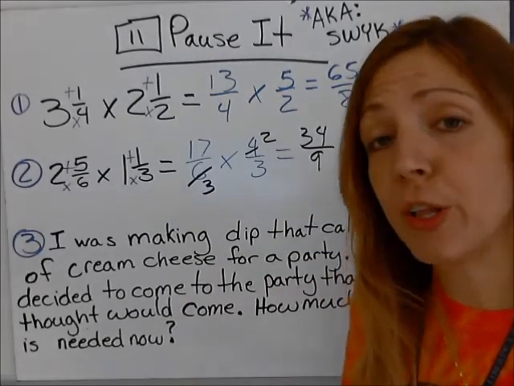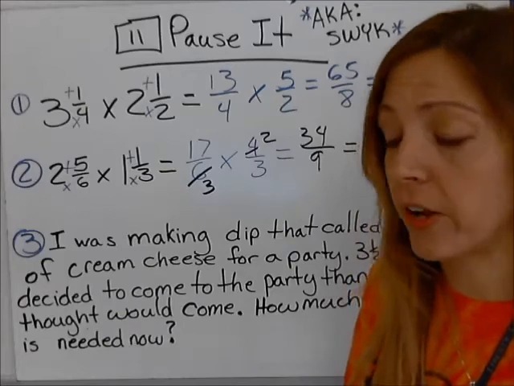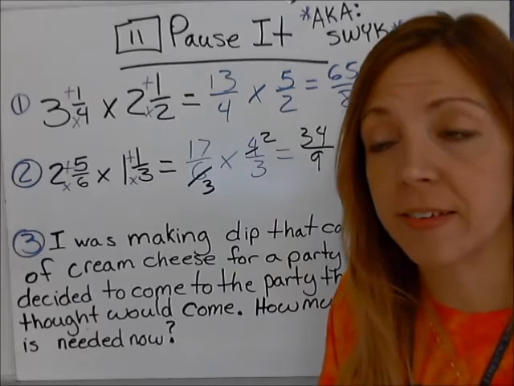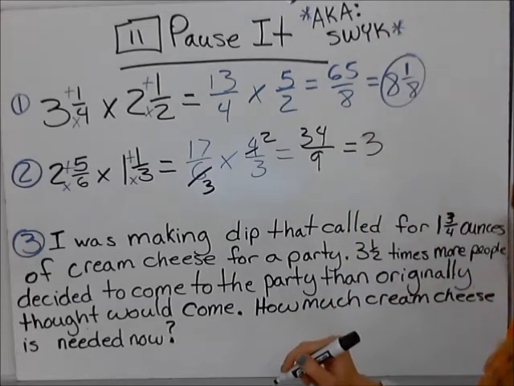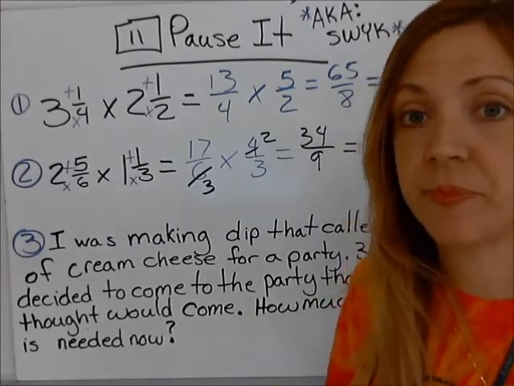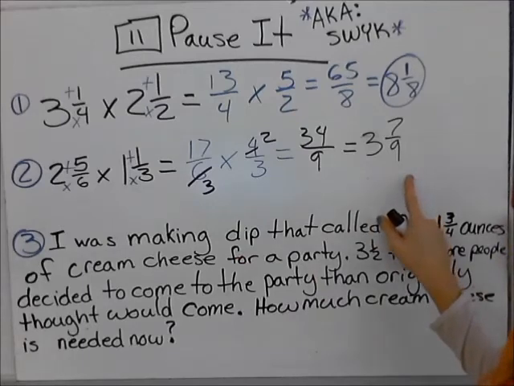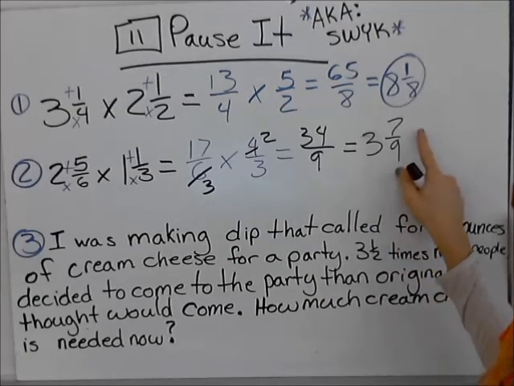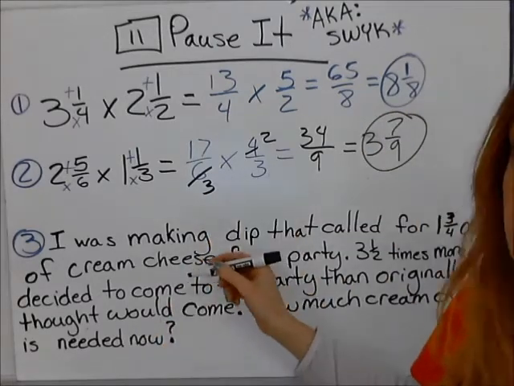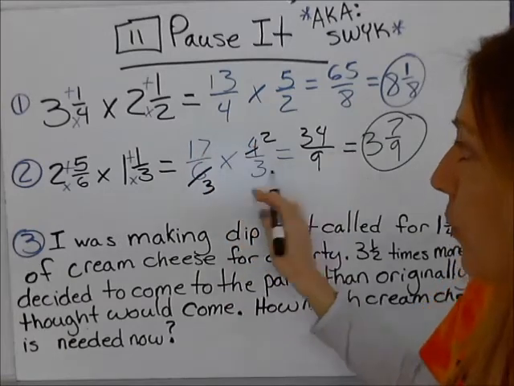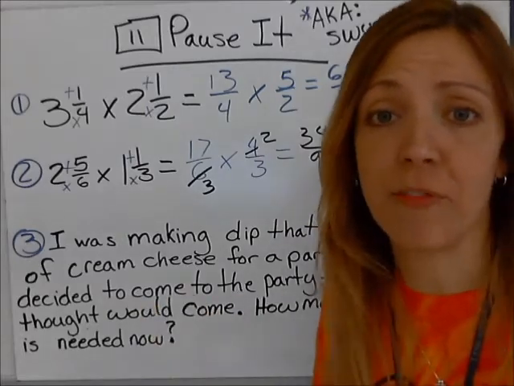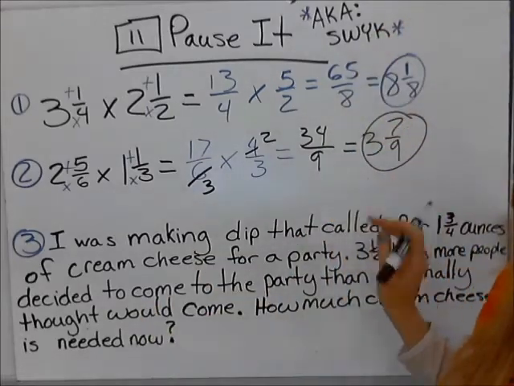If I have 9 bags as a full load and I have 34 bags in the back of my car, how many can I carry into the house? I can carry 3 full loads, so that's 27 bags, and then I'll have 7 bags left out of 9. So I can carry 3 7/9, 3 full loads and 7 bags out of 9. All right. If I had not simplified, I still could have multiplied 17 times 4 and 6 times 3, gotten 18 as my denominator, and then simplified that. Still come up with the same answer, 3 7/9.